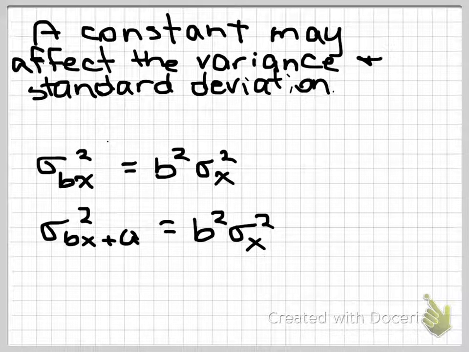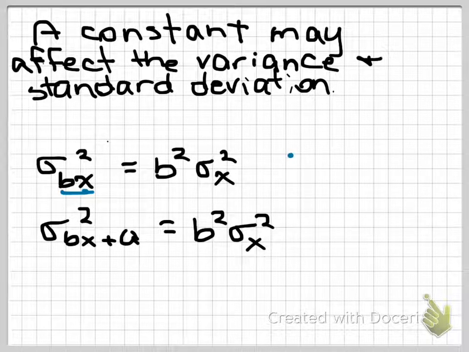This doesn't work exactly the same way for variance and standard deviation, though. A constant may affect the variance and the standard deviation. Let me go back. A constant may affect the variance and standard deviation when I take a random variable x and multiply it by b. When I find my variance, it is b squared times the original variance.